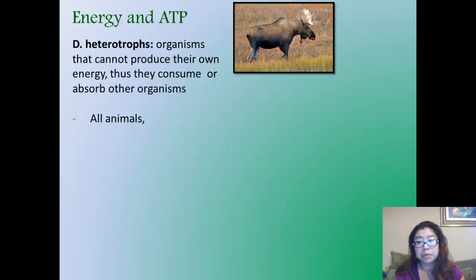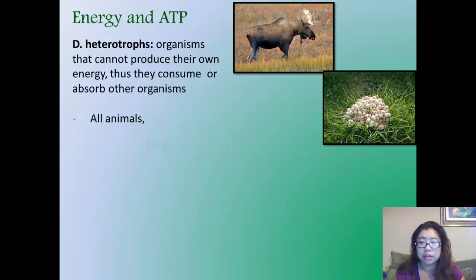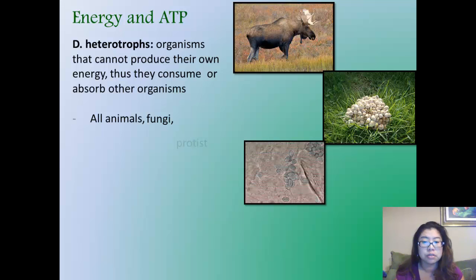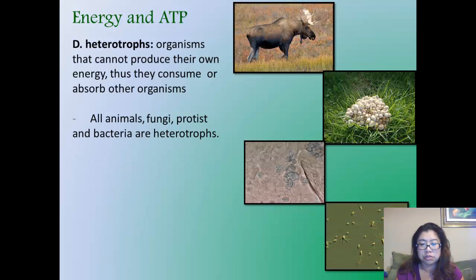Fungi, in other words, mushrooms, if you're not familiar with that word. And protists. Protists are single-cell organisms, and in most cases, they give us diseases more than anything else. They're not an advantage. And then, of course, bacteria are also heterotrophs. So there are certain bacteria that can be autotrophic, but most of them are heterotrophic.